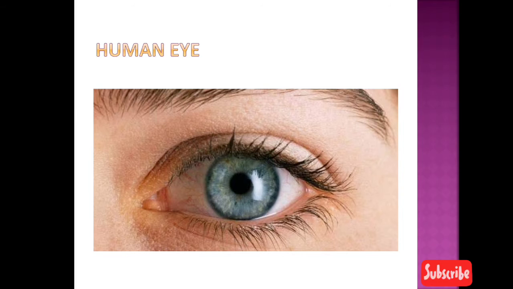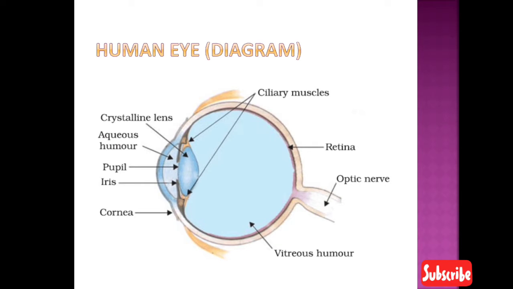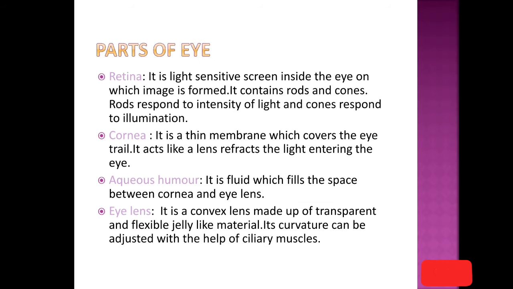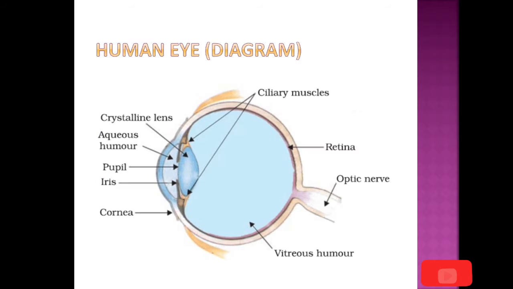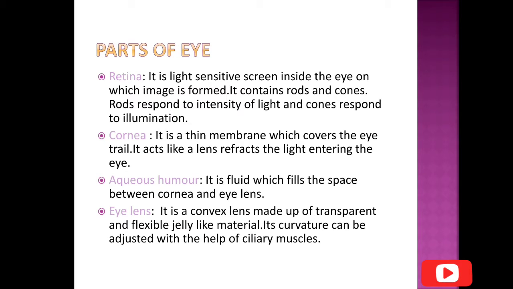Now let us discuss in detail the parts of the human eye. So you can see here in the diagram there are different parts of the human eye. We'll discuss all these parts one by one. So you see the retina. What is the retina? It is the light sensitive screen inside the eye on which the image is formed. You can see here in the diagram this is the retina, and it contains the rods and cones. The rods respond to the intensity of the light, and the cones respond to illumination.